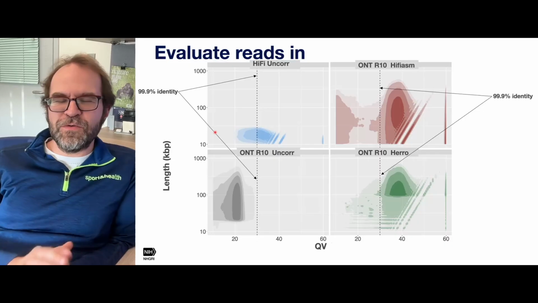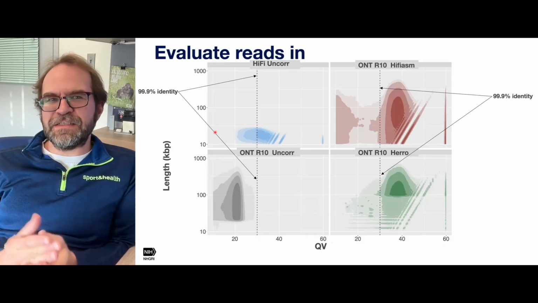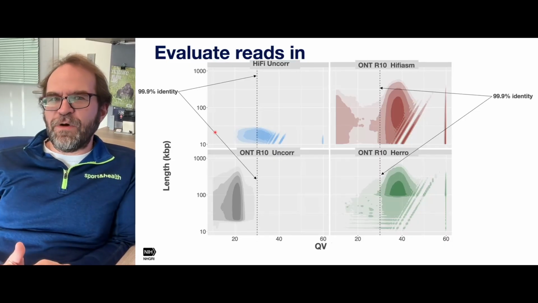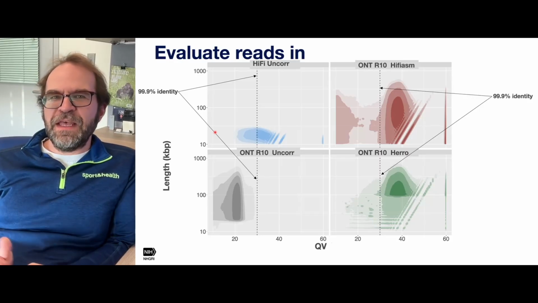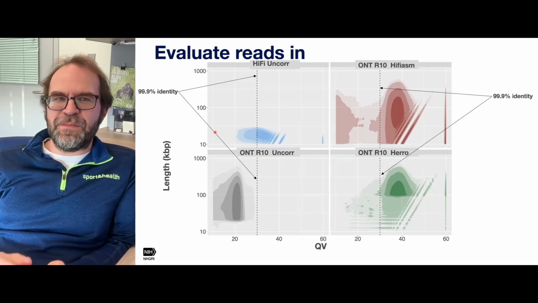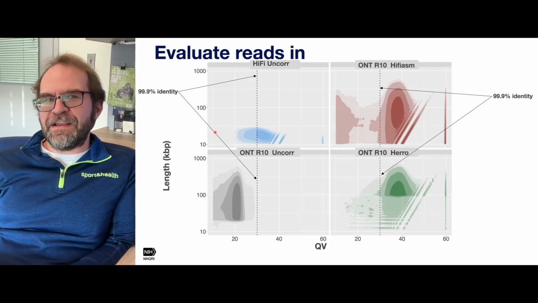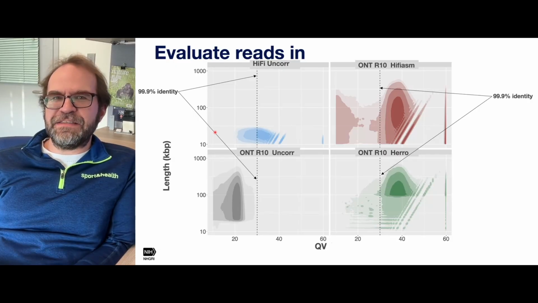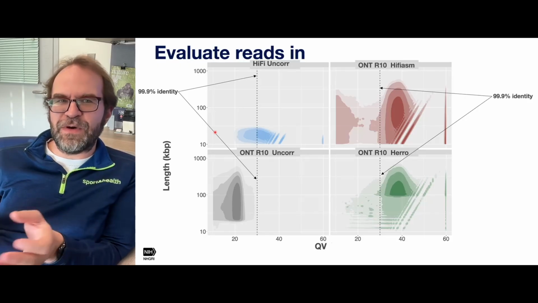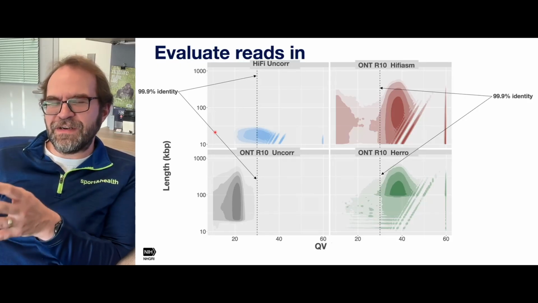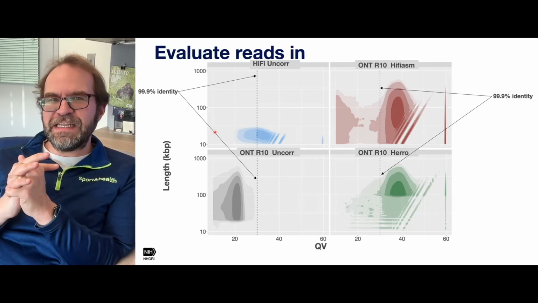But there have been two tools recently that let you take this R10 data and improve it. One is called Hero, one is built in to the HiFiasm assembler. And so you can see both of these actually make the ONT data higher accuracy than the HiFi data, but it still keeps the length. So there's still hundreds of kb reads, but now rather than being Q20 or Q25, they're now Q40. So they're over 99.9% identity.